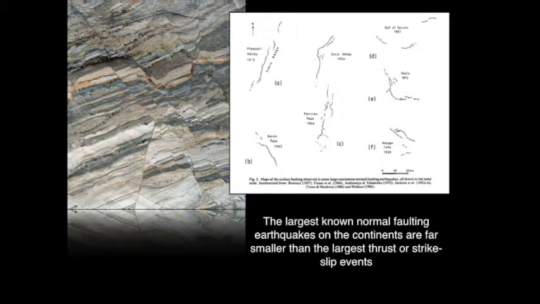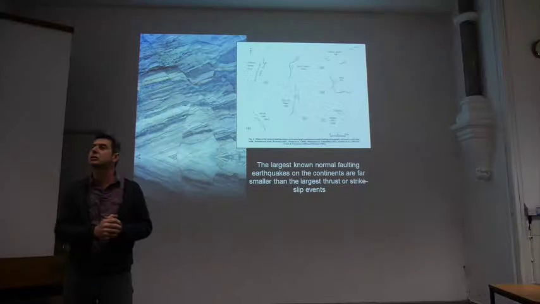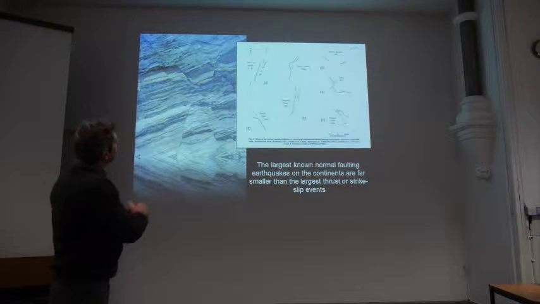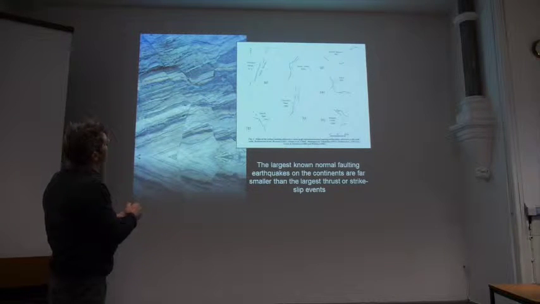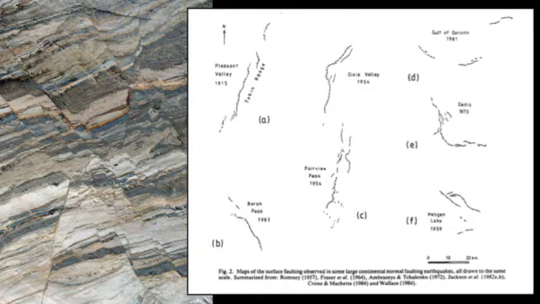These are all earthquake ruptures. Top right is the Gulf of Corinth, the one we were just talking about. Bottom left is Borah Peak, which I also talked about in Idaho. And you'll see these are all earthquakes, mainly from the Basin and Range: Pleasant Valley 1915, Dixie Valley 1956, Fairview Peak 54, Edmund Lake 59, and then Gediz is a big earthquake that happened in western Turkey.